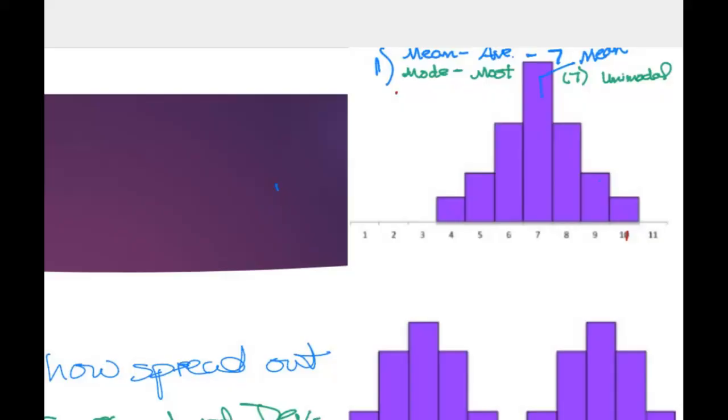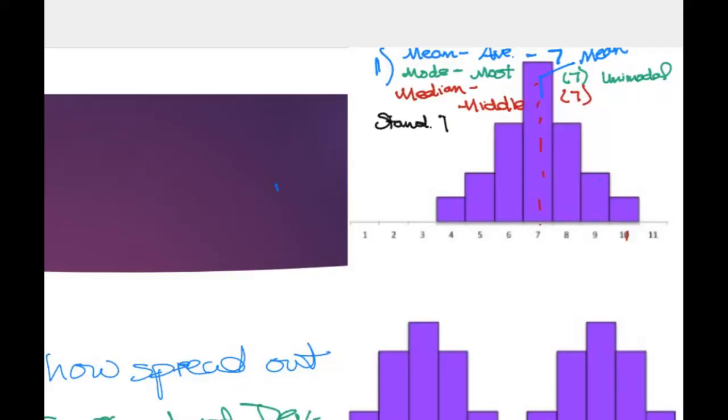Mean, mode. We also have the median. Median means what again? The middle. And if you look at the middle one, this also is 7. It's the one that is directly in the middle. You have half the data to the right, half the data to the left. Okay? Now, standard deviation.